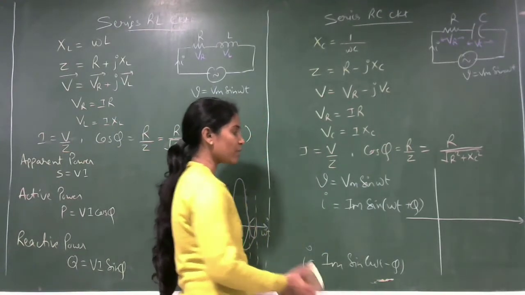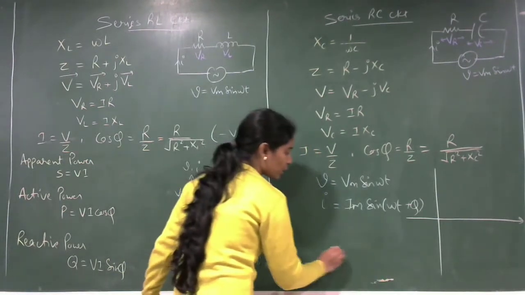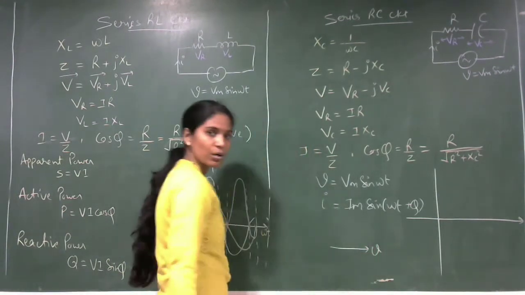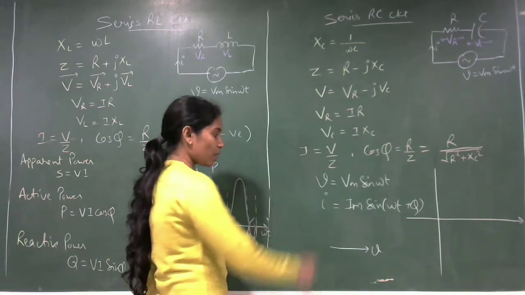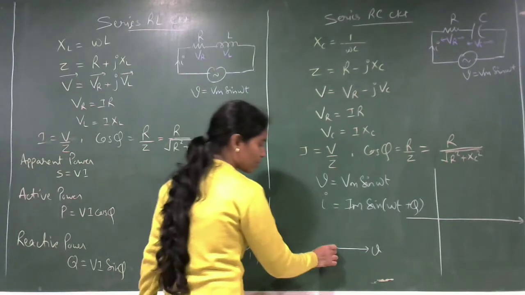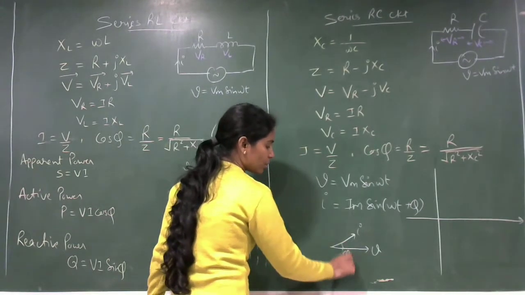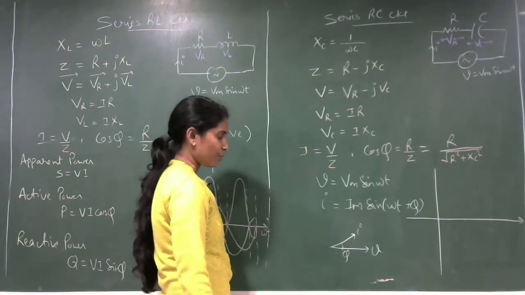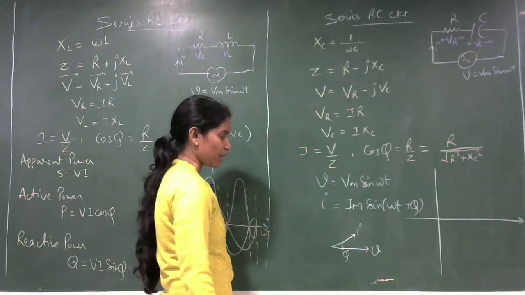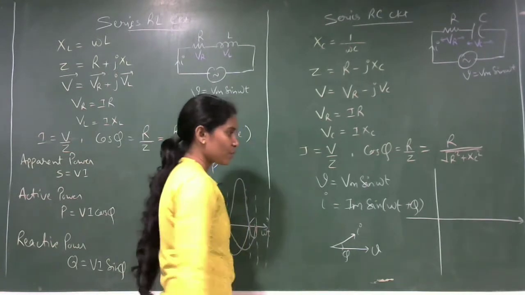Now what will be the phasor diagram here? If you draw the phasor diagram, we have to take the voltage as reference. This is my voltage in reference at 0 degrees. And what about the current? We have seen that current is leading the voltage, so the current will come on this side. The phase angle difference is phi. And now let's see the waveform for this.